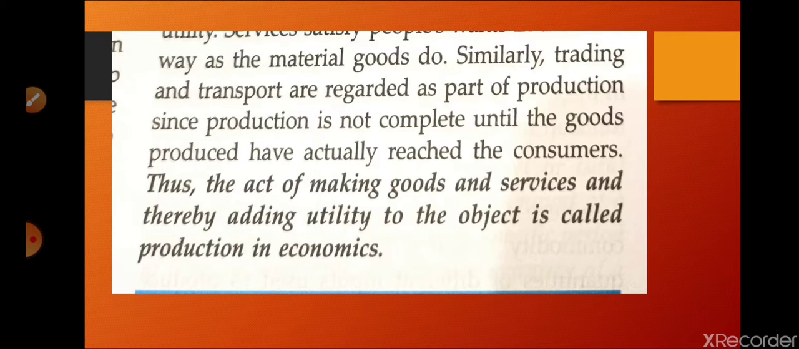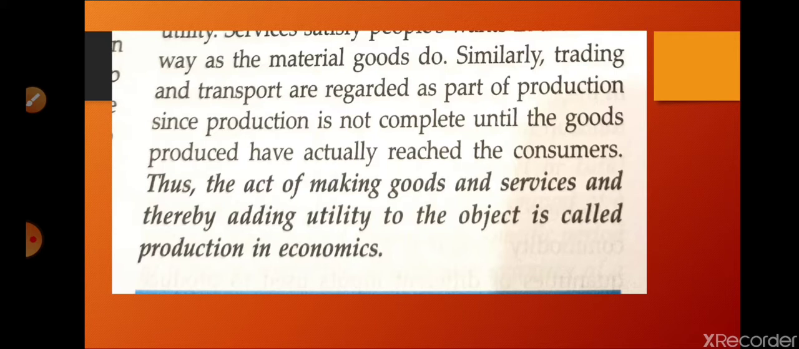Once more I am rewinding this: the act of making goods and services. While you are making either goods or services and adding utility to the object, the utility is counted in terms of money. Utility is not measurable, but we count it in terms of money, as we discussed in chapter number 3.